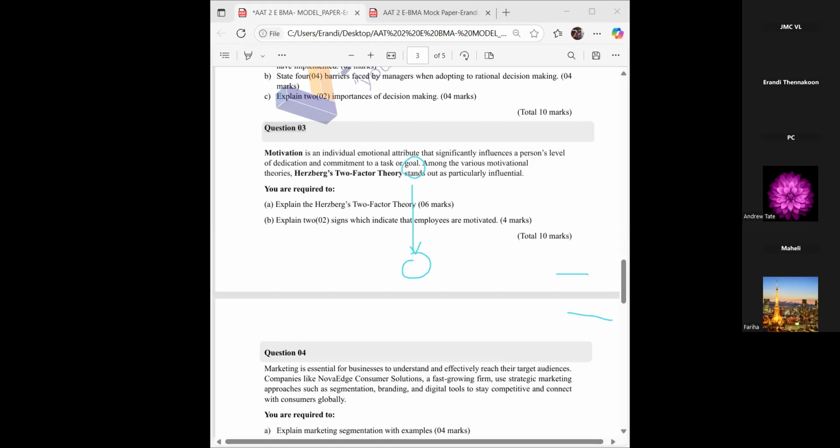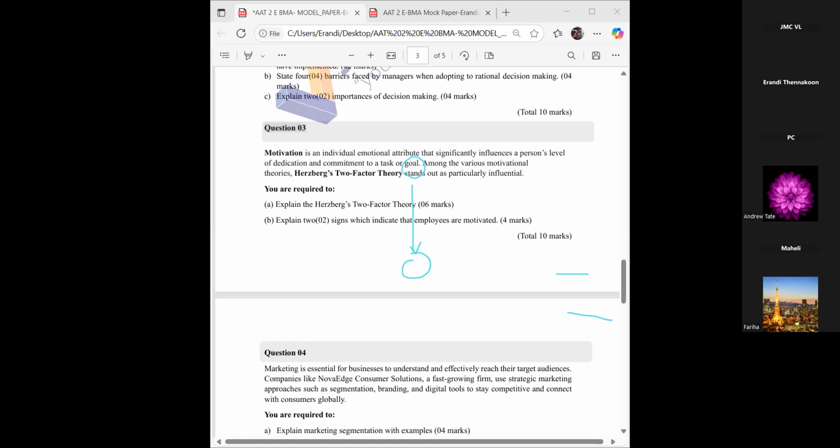Can you see the screen? Can you see this? Can you see this PPT that I'm sharing? Can someone answer, please? Vidya. Okay.